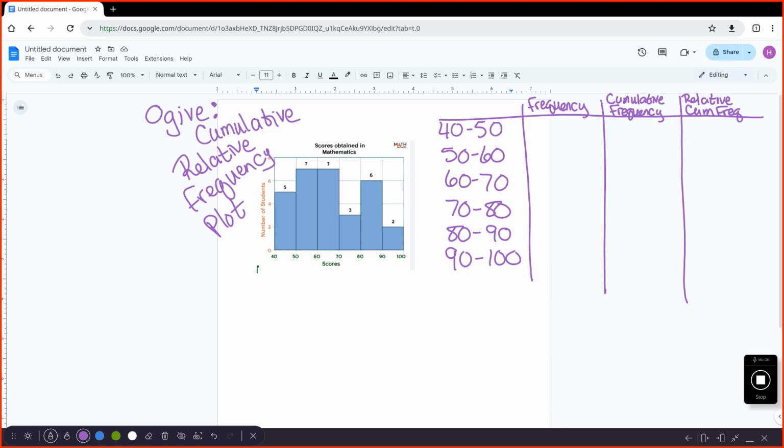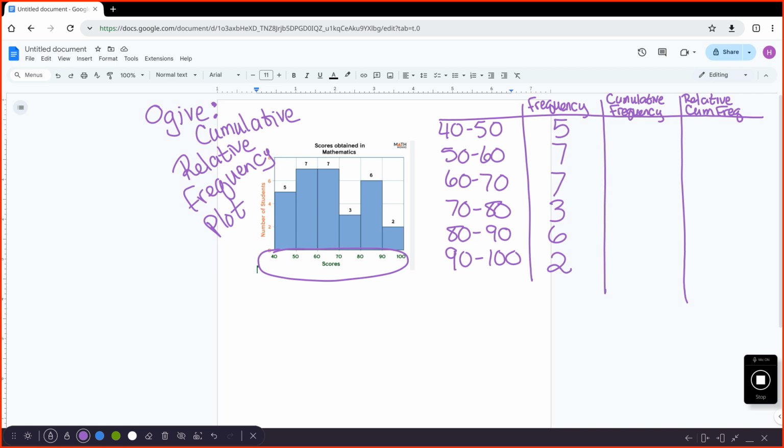So the first thing we need to do is make a frequency table from our histogram. You can see I've already set it up and I wrote down the ranges, which I got from here. All right, so 40 to 50 is 5, 50 to 60 is 7, 60 to 70 is 7, 3, 6, and 2. So that's the easiest part. The next part is also pretty easy, but I feel like it's the step people forget.